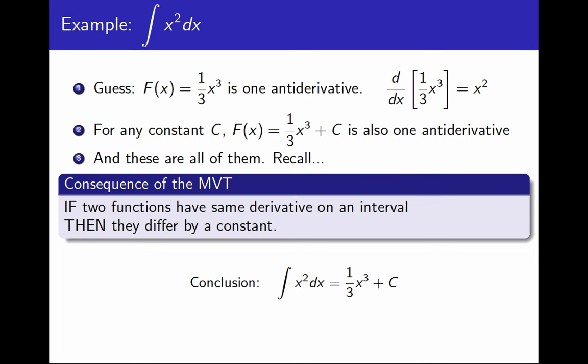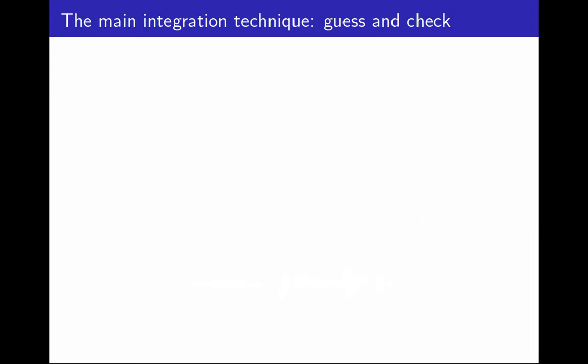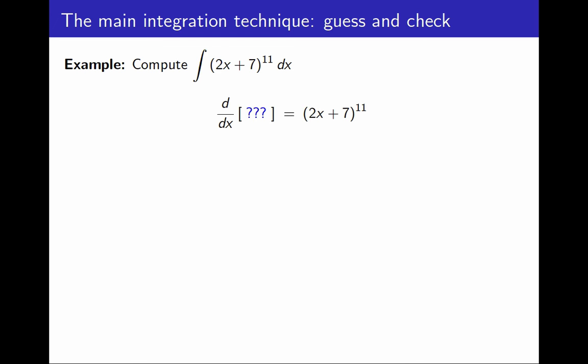There is a bunch of so-called integration techniques, which are methods to try to compute antiderivatives easily. But by far, the most important integration technique is guess and check, which means literally that. Make a guess for what you think the antiderivative should look like, check if it works, and modify it as necessary. I'm going to illustrate this with an example. I want to compute the integral of (2x+7)^11 with respect to x. So I'm looking for a function whose derivative is this, (2x+7)^11.